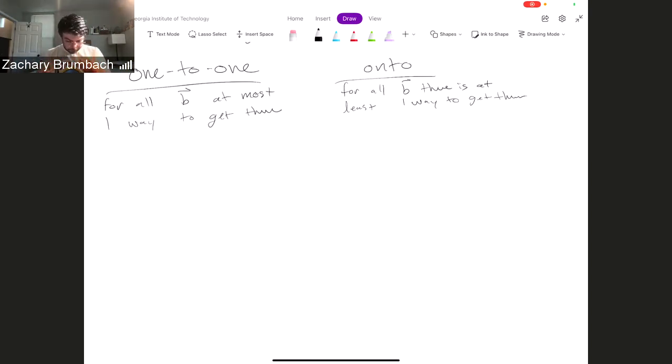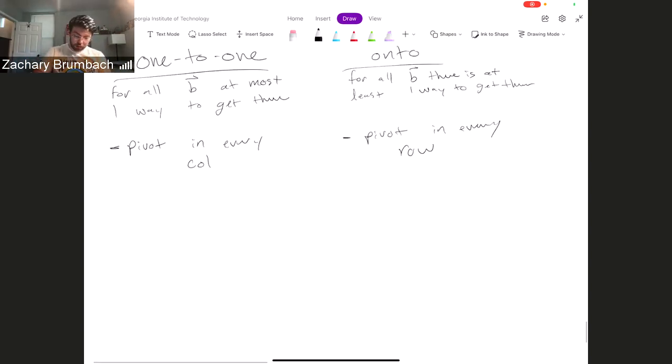Okay? So, how to check for one-to-one: pivot in every column. For onto, pivot in every row. And again, if it's square and has a pivot in every column, it has the same amount of pivots in rows, right? So that's the same thing both ways. If it's square, if it has a pivot in every column, it by definition has a pivot in every row.